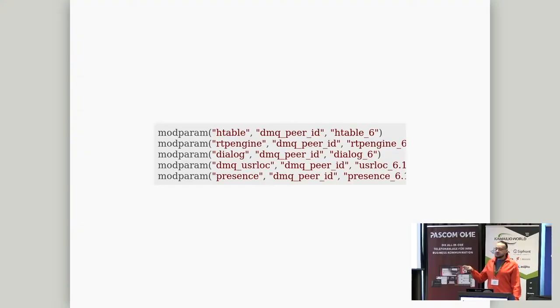For example, if you are deploying our cluster in a few different regions, and we want to share only user location between all of them, but not, for example, RTP engine data or presence, we just set DMQ peer ID for presence and RTP engine to be region specific, something like presence, I don't know, US East 1. Then we can be sure that this presence will not be shared with nodes that are in US East 2 or US West, or any other region.